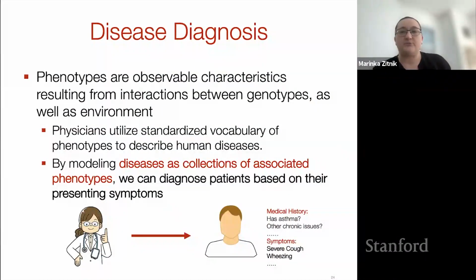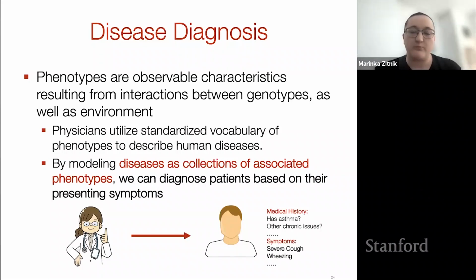So let me start with the motivation of disease diagnosis. The core information for diagnosing a disease, broadly speaking, is the information about phenotypes that are seen and observed in a particular patient. So phenotypes can be defined as some observable characteristics that can be seen in a patient, and they result from various interactions between the genotype and the genomic information within the patient, as well as the environment in which the patient lives.